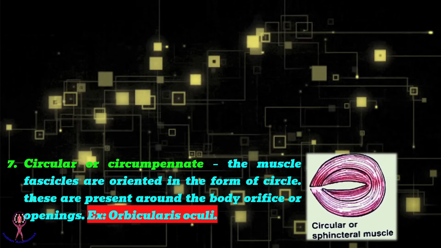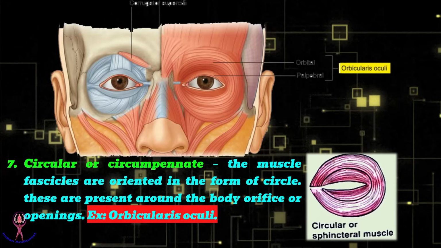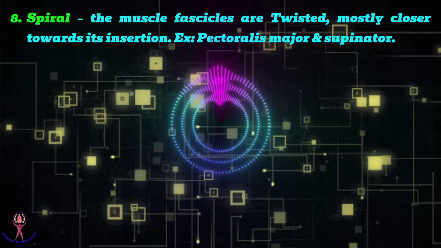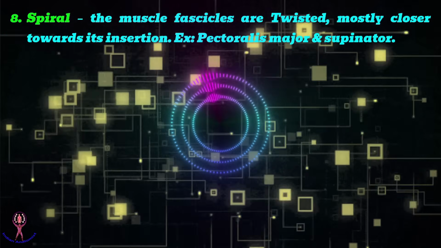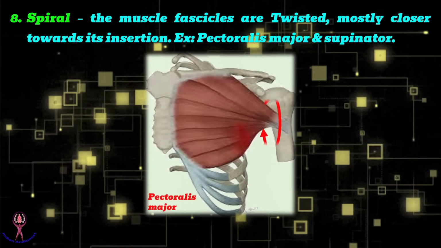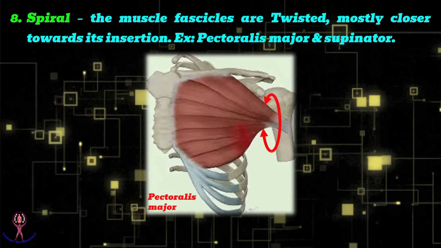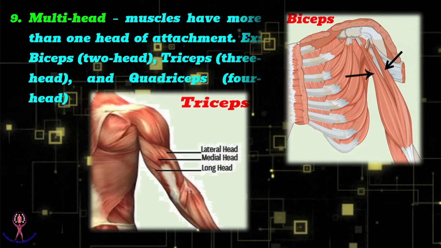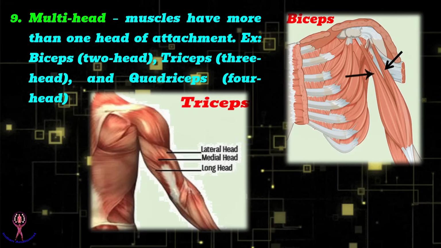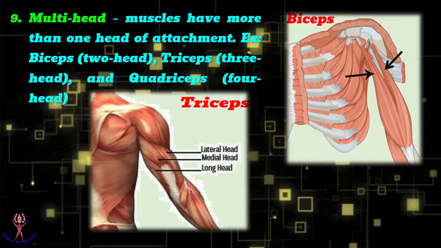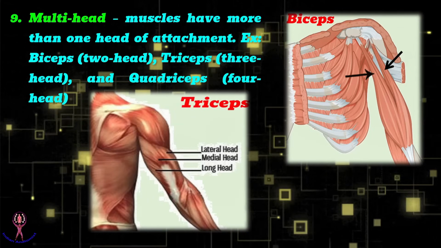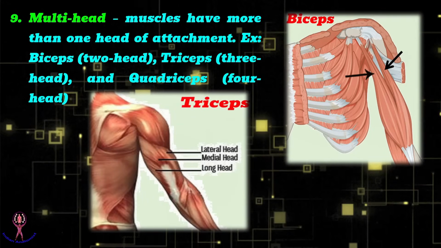Number 7, circular or circumpennate muscle. The muscle fascicles are oriented in the form of a circle. These are present around the body orifices or openings. Example, orbicularis oculi. Number 8 is spiral muscle. The muscle fascicles are twisted, mostly closer towards their insertion. Examples are pectoralis major and supinator. Finally, the 9th one is multi-headed muscle. These muscles have more than one head of attachment. Example, biceps, the 2-headed muscle, triceps, the 3-headed muscle, and quadriceps, the 4-headed muscle.